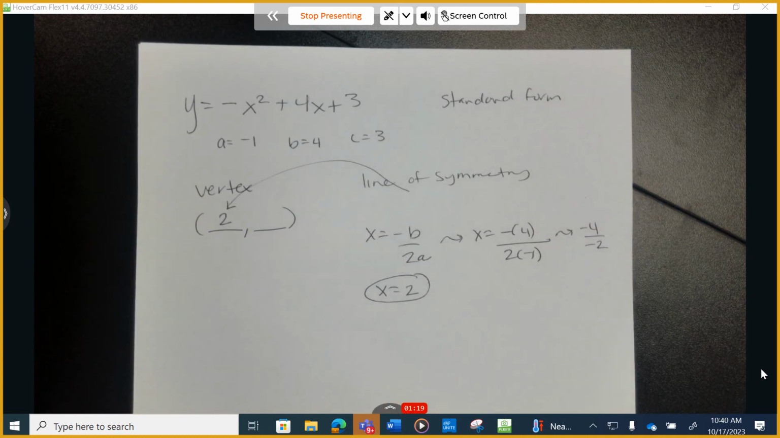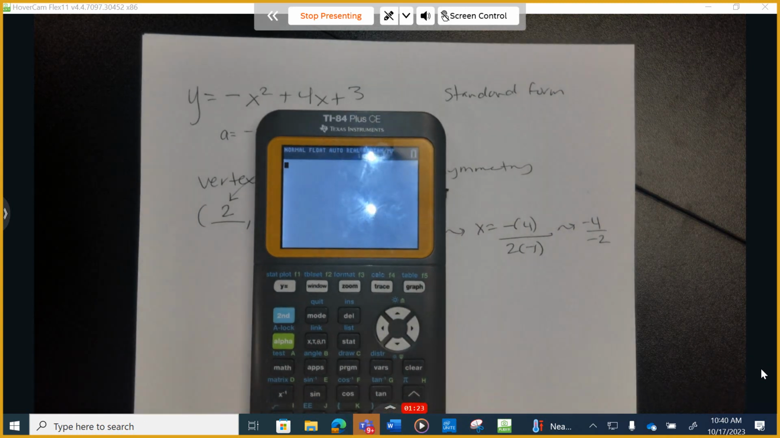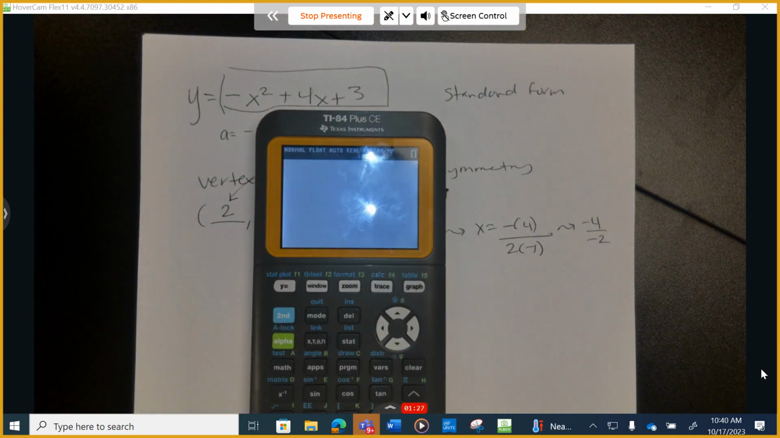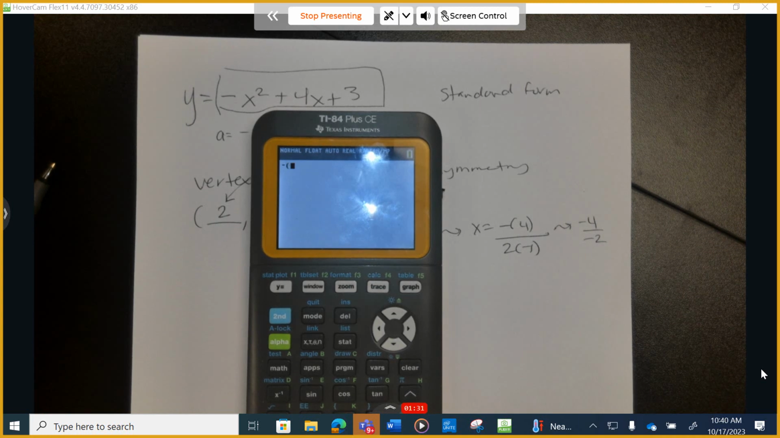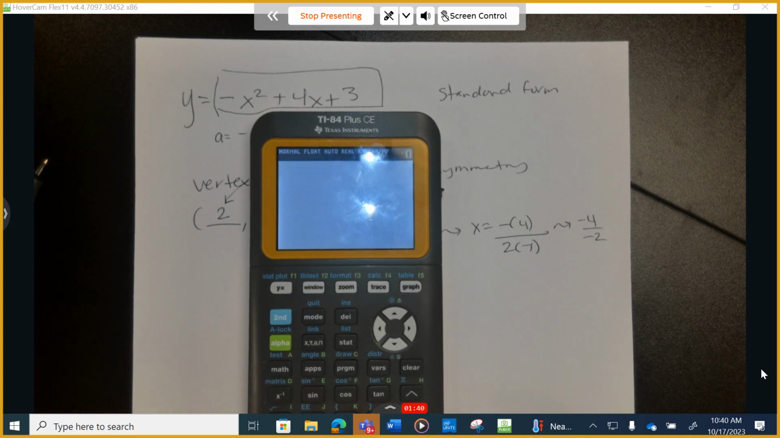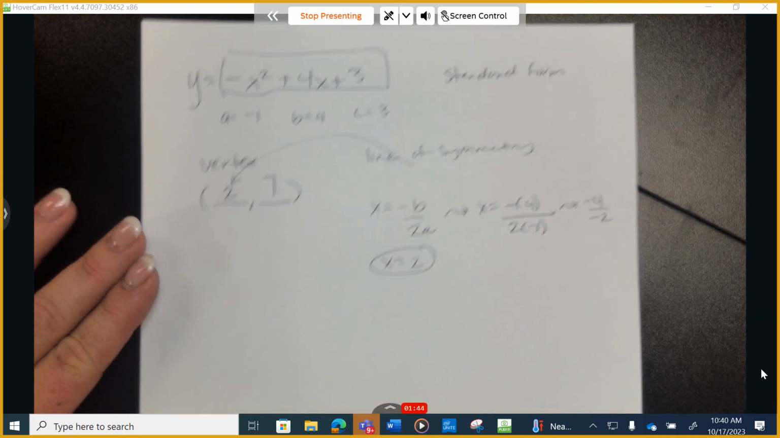Please grab your graphing calculator. The next thing we're going to do is plug this in. So this side of the equation I'm going to type in, and wherever there's an X, I'm substituting in 2. So negative, notice how I'm plugging this in, 2 squared plus 4 times 2 plus 3. I get an answer of 7. So my output is 7.